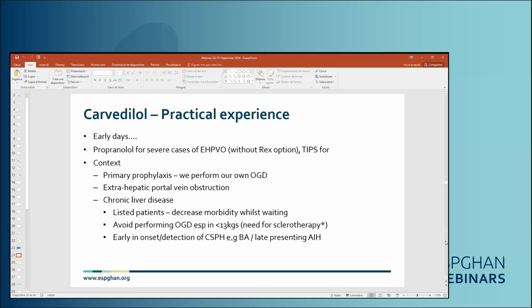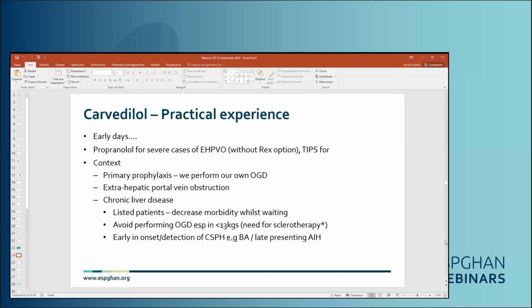Given all the evidence that Maria has just presented, we decided the benefits seemed greatest in the children who are decompensated and listed for transplant. We still haven't transitioned to using it for primary prophylaxis. We're a center that performs our own upper GI endoscopies, so we haven't quite got the bravery yet to put children on carvedilol only and not perform endoscopies. And we're certainly not using it in cases of extrahepatic portovenous obstruction.